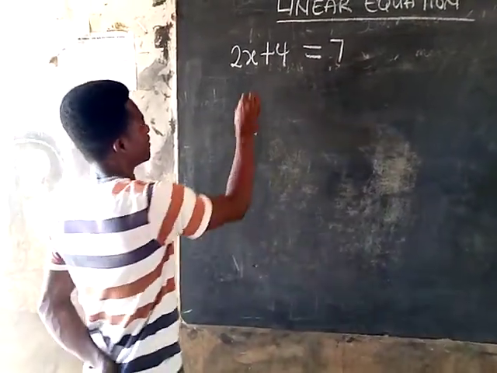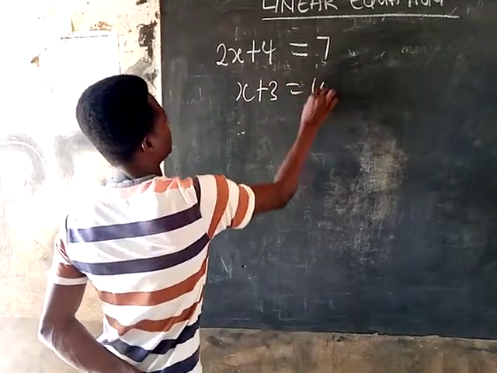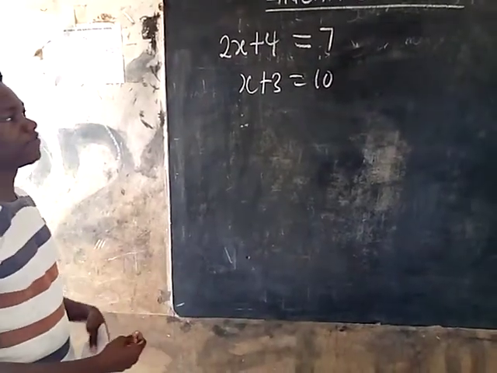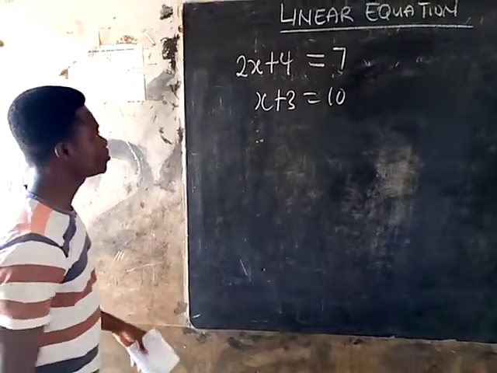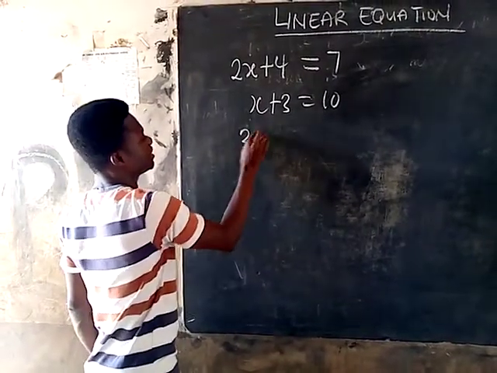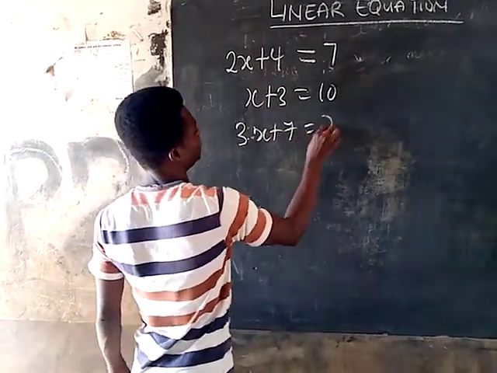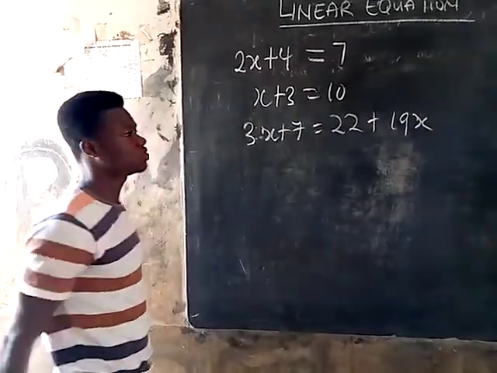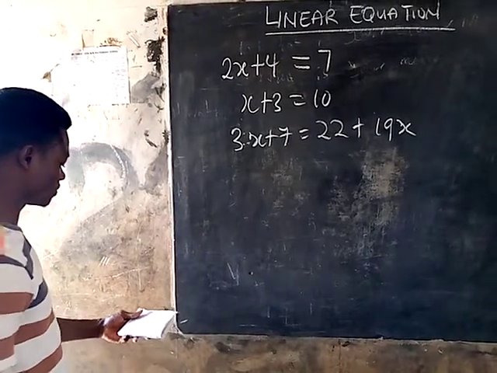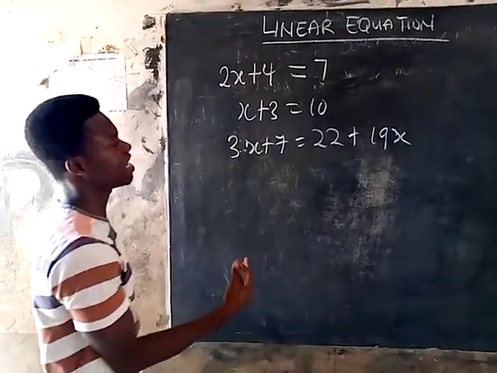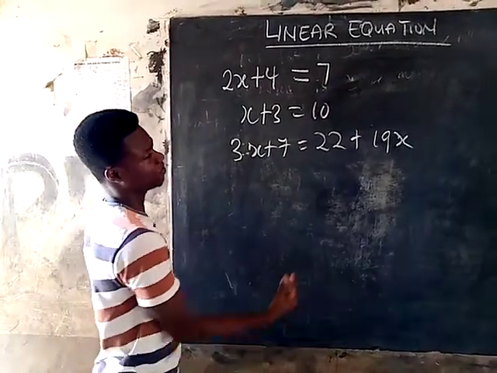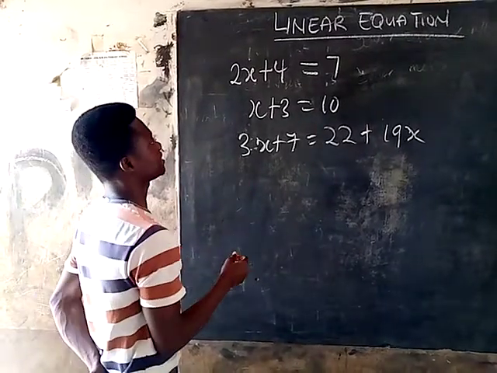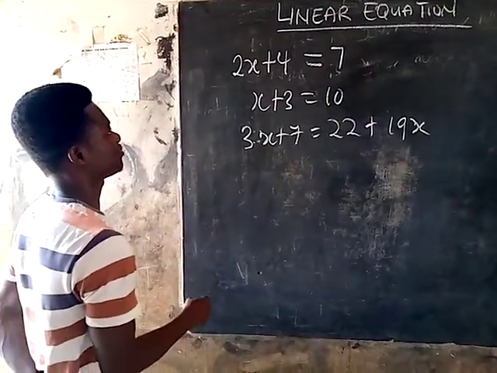Let's also say x plus 3 equals 10 is an example of an equation because we are talking about a statement involving an equal sign. Another example we can give is 3x plus 7 equal to 22 plus 19x, which is also an example of an equation. So let's see how we find the truth set of equations. It's very important that we learn how to find a truth set of an equation. Let's take the first one and try.